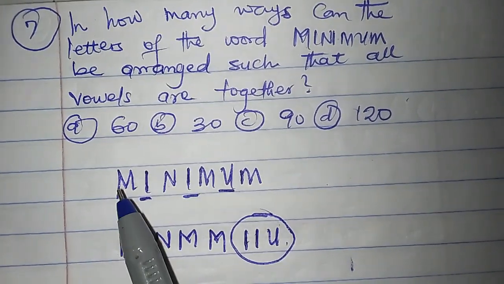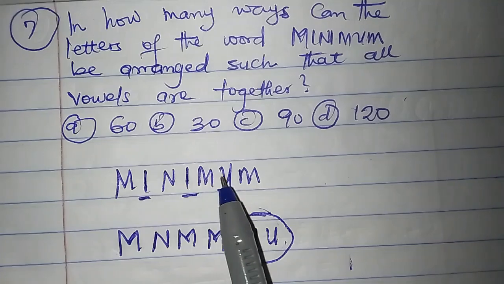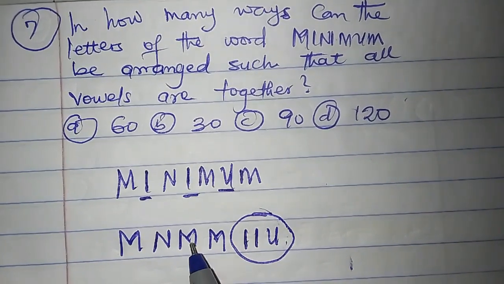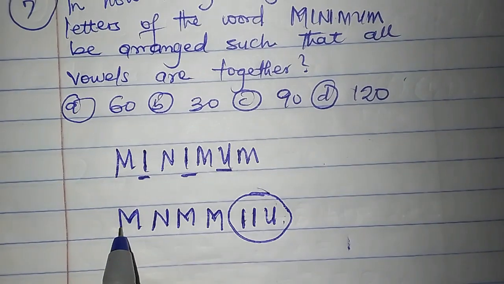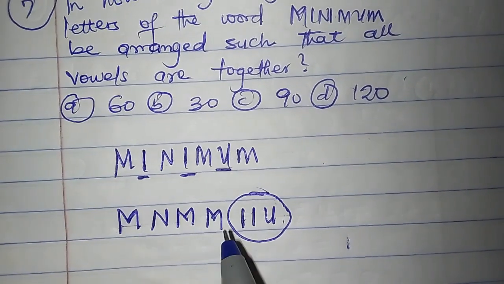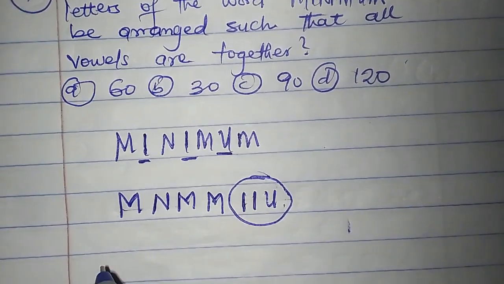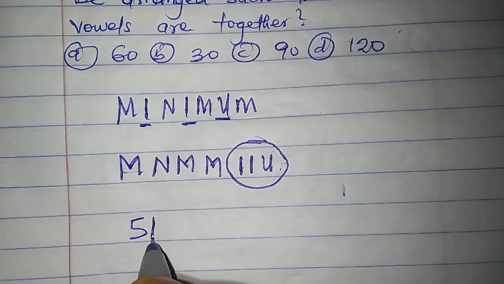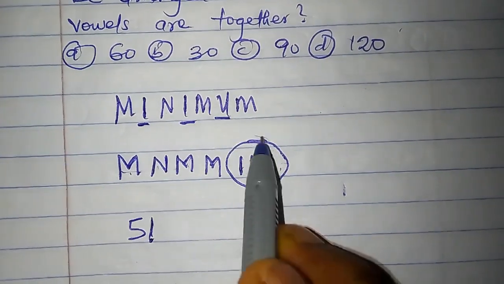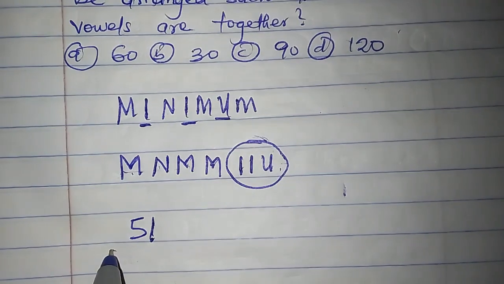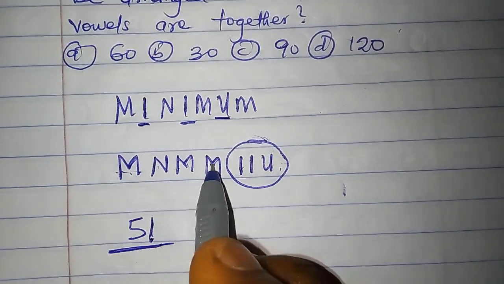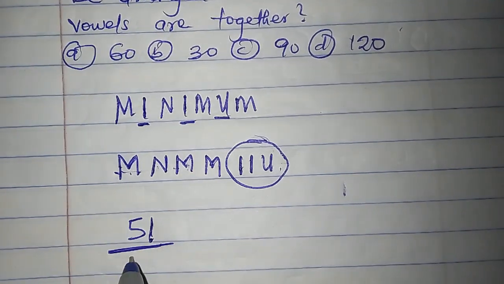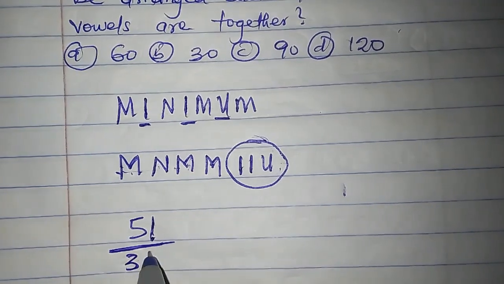So instead of having 7 letters, we now have 5. Now, how many letters are here now? 5. Okay, that one itself is 5 factorial. Everything here is 1. Now I can see M repeated 3 times, M, M, M. So I will divide this 5 factorial by 3 factorial.